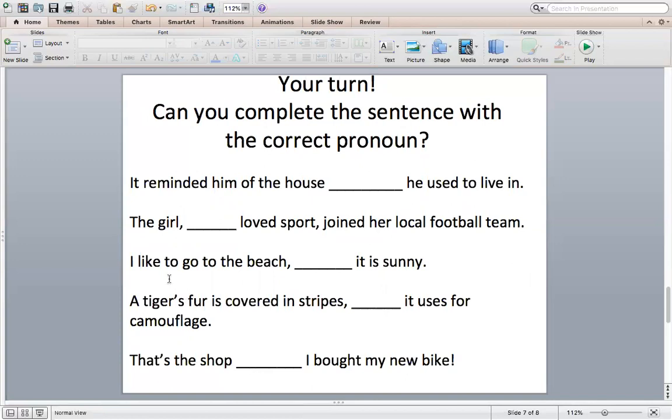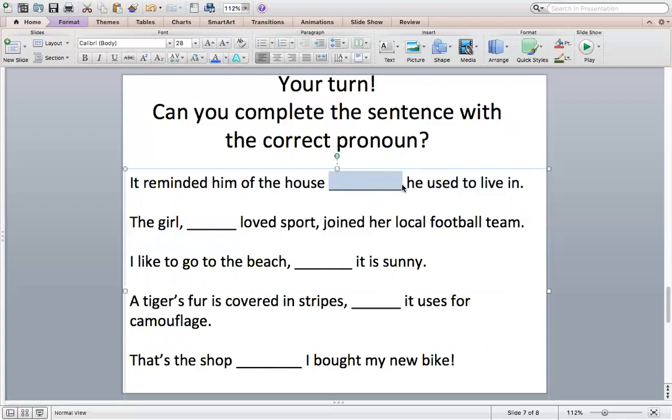So number 1, it reminded him of the house blank he used to live in. What do we think might work here? It reminded him of the house that he used to live in. We could put where. It reminded him of the house where he used to live, but then we'd have to get rid of in, otherwise it wouldn't make sense. Okay, so either it reminded him of the house where he used to live, or it reminded him of the house that he used to live in.